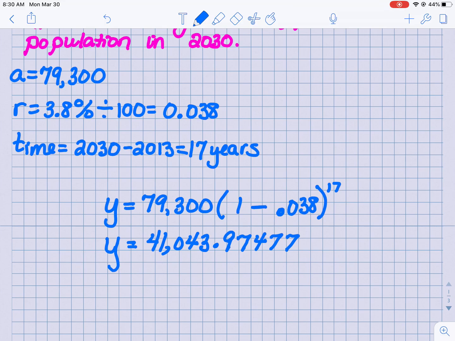That's the mathematical answer. Now we're talking about population. So if we're talking about population, we need to round to the nearest person. So that's 41,044 people. And I want to check. This is a decrease problem. So originally it was 79,300. Did we decrease in population? And the answer is yes. We ended up with 41,044.